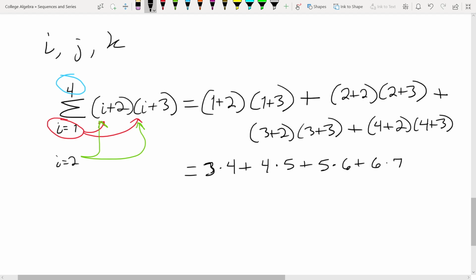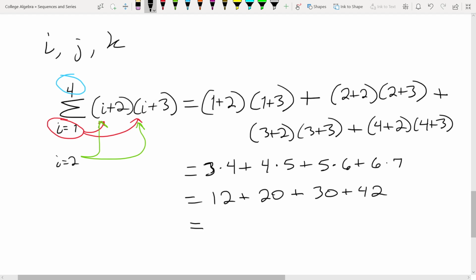So you can see what we're doing here is we're adding up all the consecutive pairs and continuing on towards higher and higher numbers. All right, 3 times 4 is 12. 4 times 5 is 20. 5 times 6 is 30. And 6 times 7 is 42.